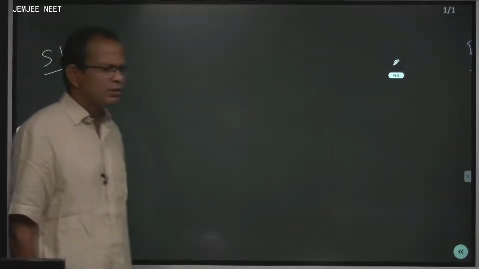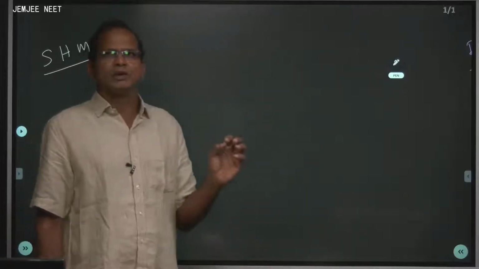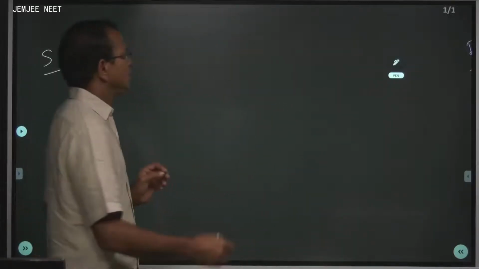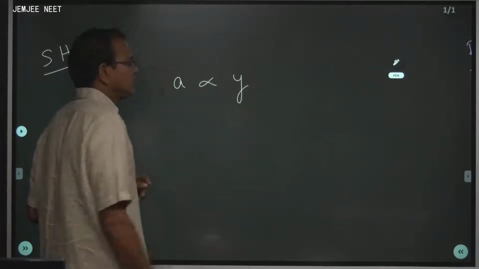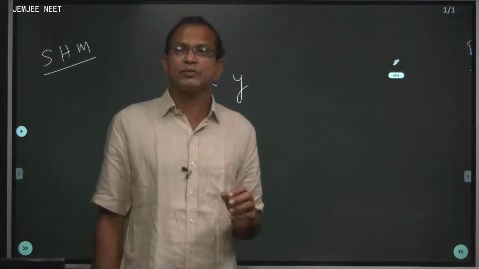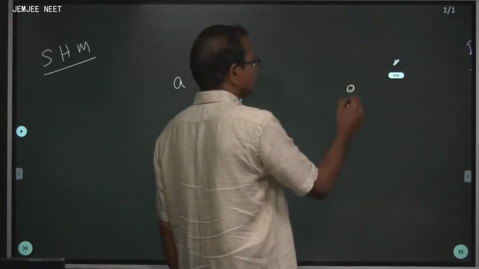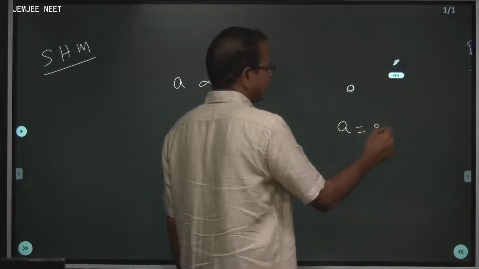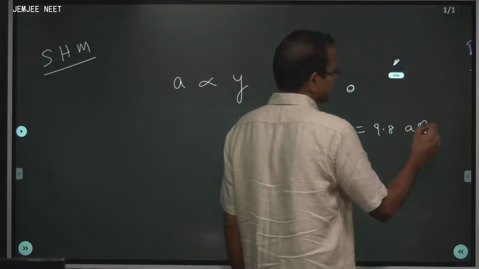Simple harmonic motion. What do you mean by SHM? A movement of a particle in which the acceleration of the particle is directly proportional to displacement. This is not the case with most of our physics study. In most of our physics study, say for example, a ball is dropped, acceleration is equal to 9.8, a constant.